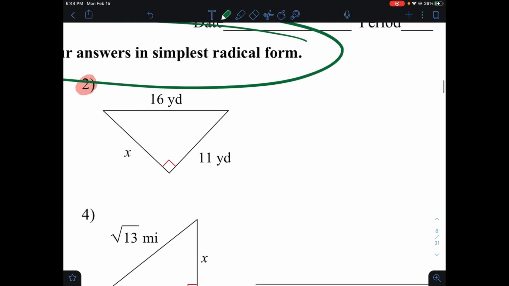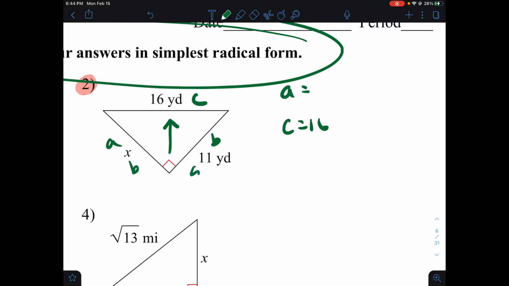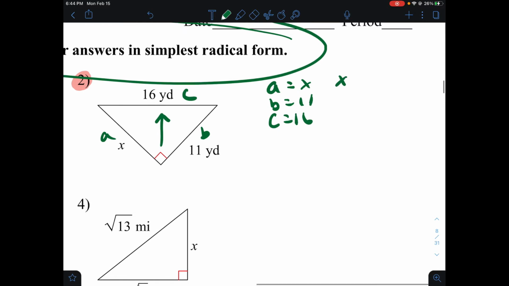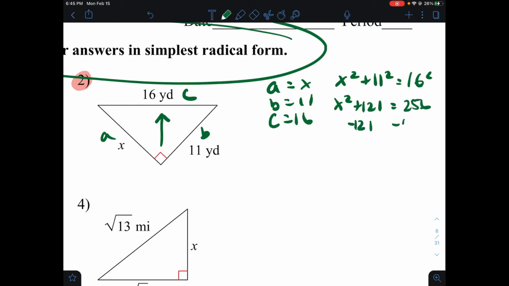So now let's go ahead and try example 2. Again, we should identify what our c is, and that's going to be 16. And then we'll make this a and we'll make this b. Like I said, those don't really matter. If you made this one b and this one a, you're going to get the same answer. So a is x and b is 11. So we'll say x squared plus 11 squared equals 16 squared. So I end up with 256 minus 121, and you get 135.